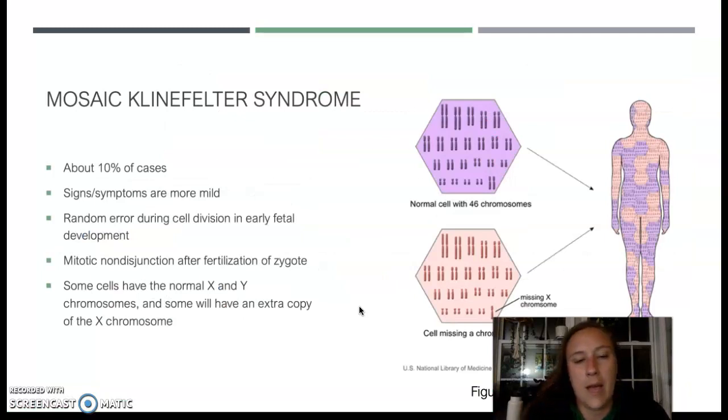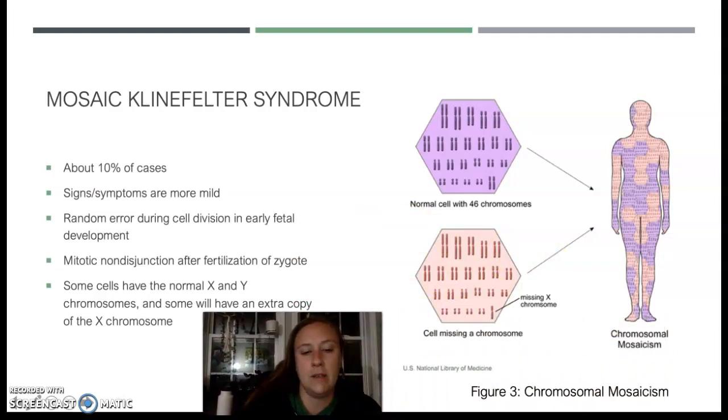There's another type of Klinefelter syndrome called mosaic Klinefelter syndrome. This happens in about 10% of cases, so it doesn't happen very often. The signs and symptoms of it are more mild, so it's really not diagnosed very often. This occurs from a random error of cell division in early fetal development. Instead of meiotic non-disjunction, this is a result of mitotic non-disjunction after fertilization.